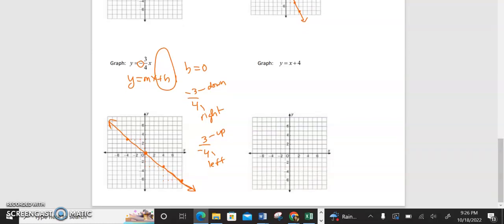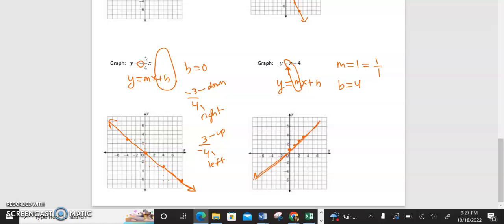All right, and our last one, I wanted to put this one here because it doesn't look like there's a coefficient in front of the x, but remember, it's a 1. So I don't see the coefficient, it's a 1. So my slope is 1. My y-intercept is 4. And again, 1 is equal to 1 over 1. So I'm going to move up 1, right 1, up 1, right 1, up 1, right 1.